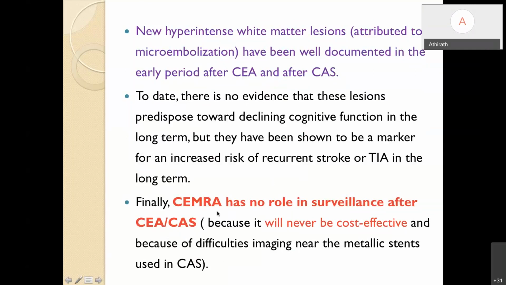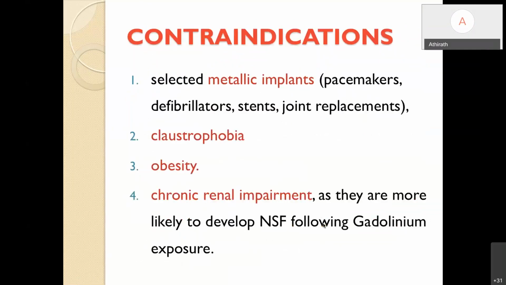Finally, MR angiography has no role in surveillance after CEA or CAS purely because it is not at all cost effective. What are the contraindications of MR? General contraindications as applied to anything. That is, whenever there are selected metallic implants, whenever the patient is claustrophobic, obesity where the patient can't fit into the scanner, and whenever there is chronic renal impairment, because whenever you give gadolinium, there's a risk of nephrogenic systemic fibrosis.